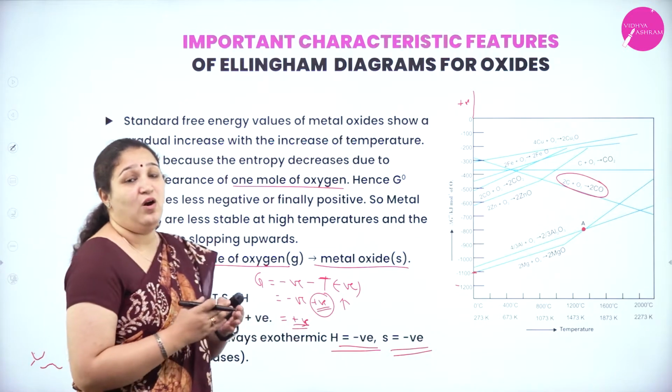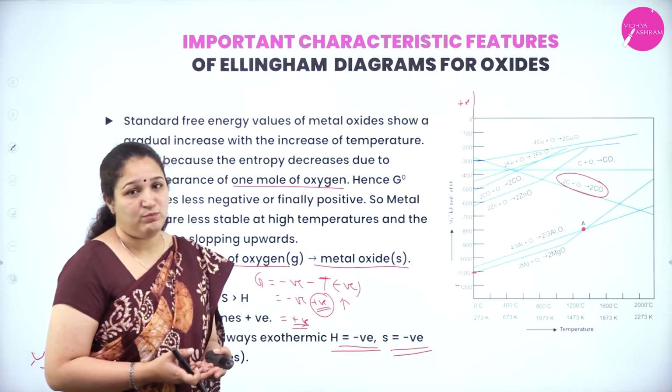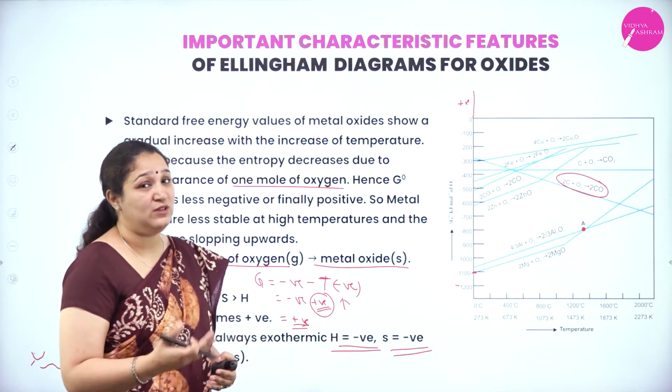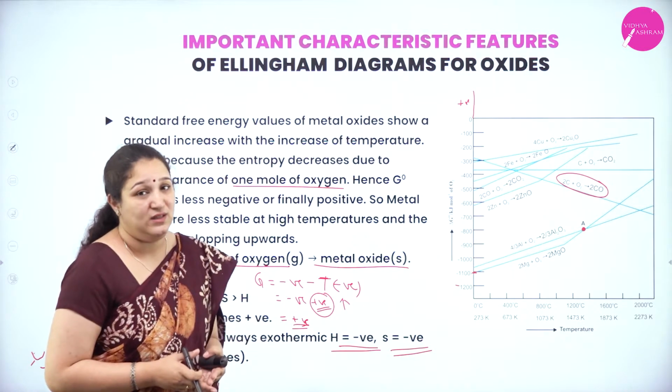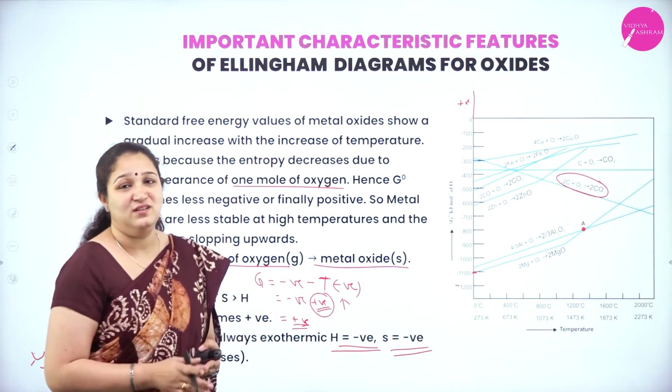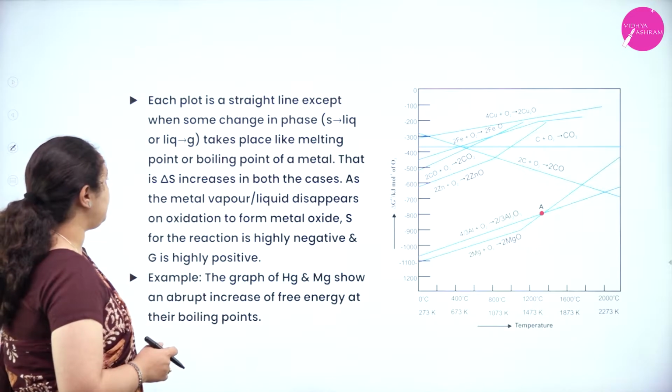When or why is G negative? Very important. And why can it get converted to positive so easily? Because the entropy is decreasing, with the increase in temperature. Okay, so next we will see.